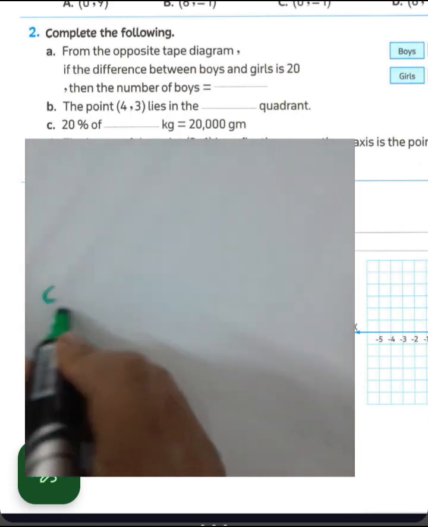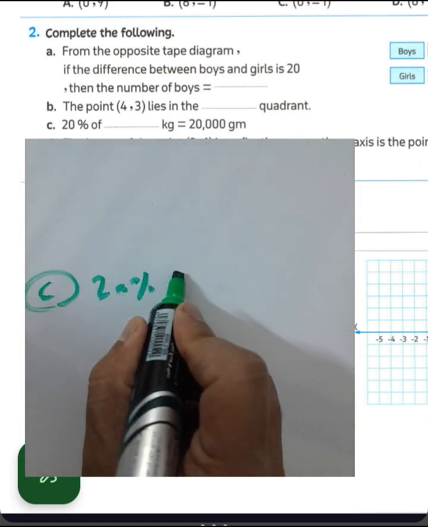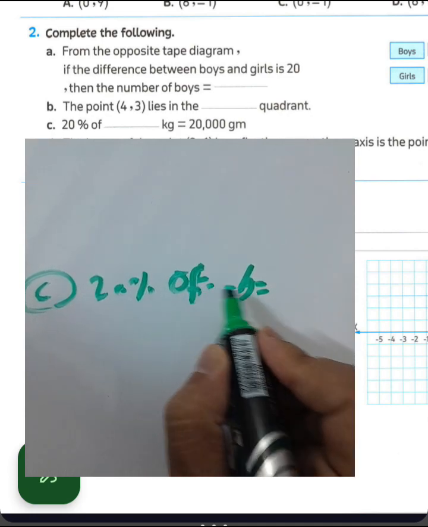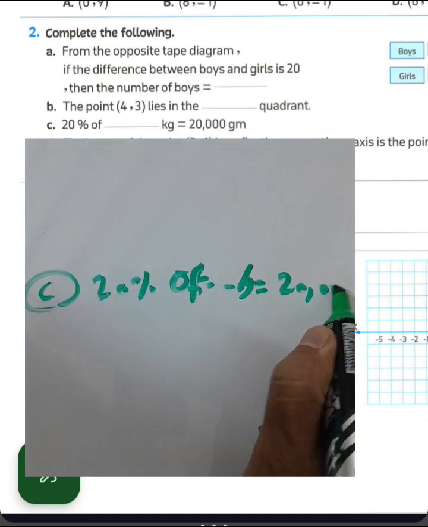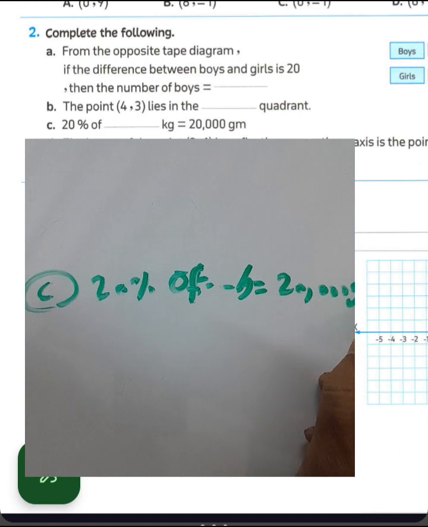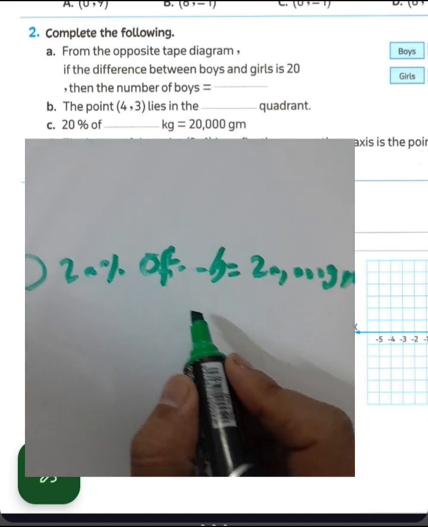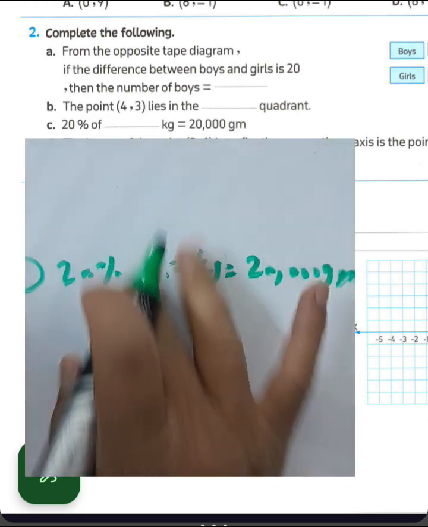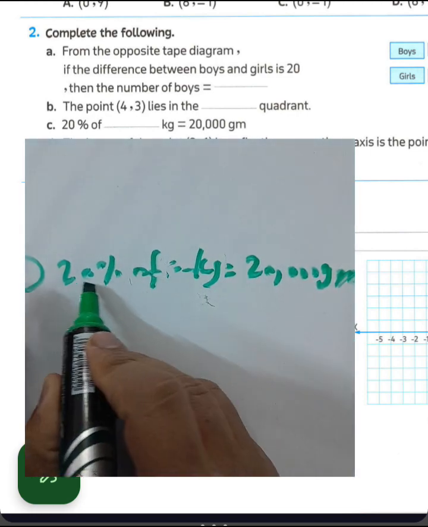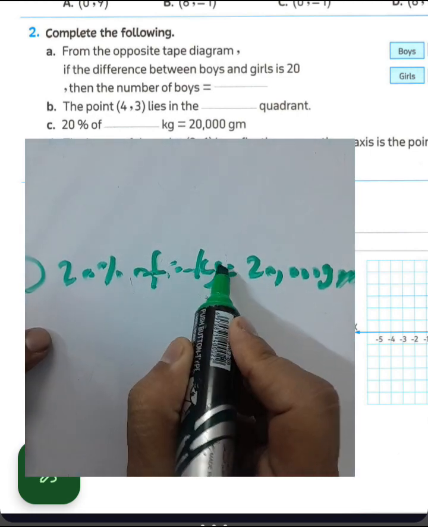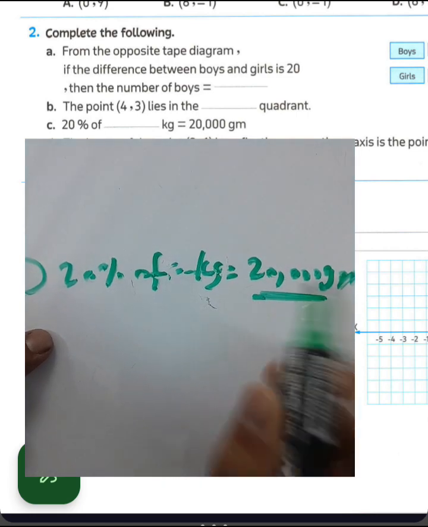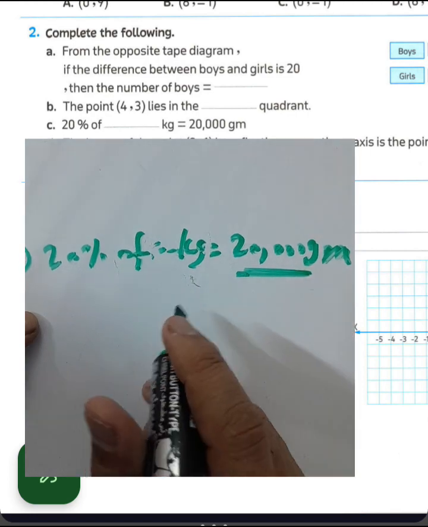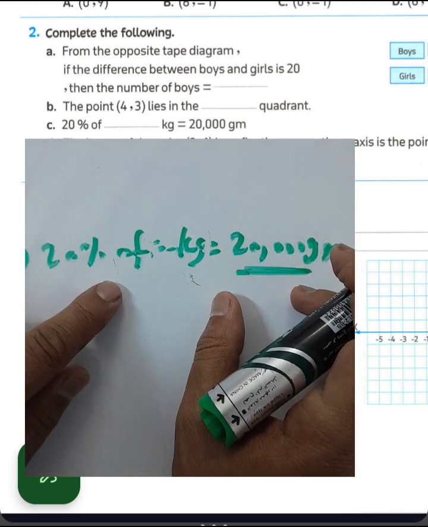Question letter C, 20% of blank kilogram equals 20,000 gram. Okay, we want to find what? The number of kilogram. 20% of blank kilogram equals this number. He gives us the part, and you want to find the total.